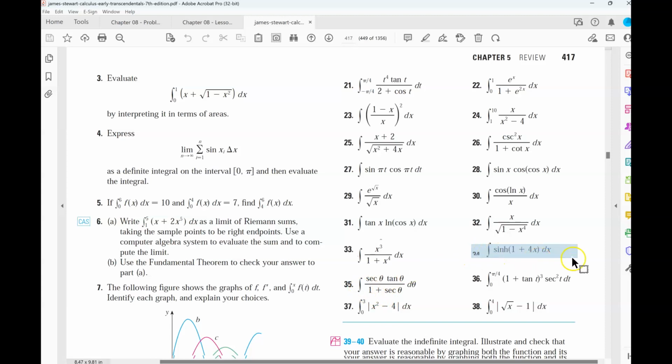34 we wouldn't ask you to do because it's got hyperbolics in it. Not an AP question. We're not doing anything with hyperbolic trig functions. How about 35?